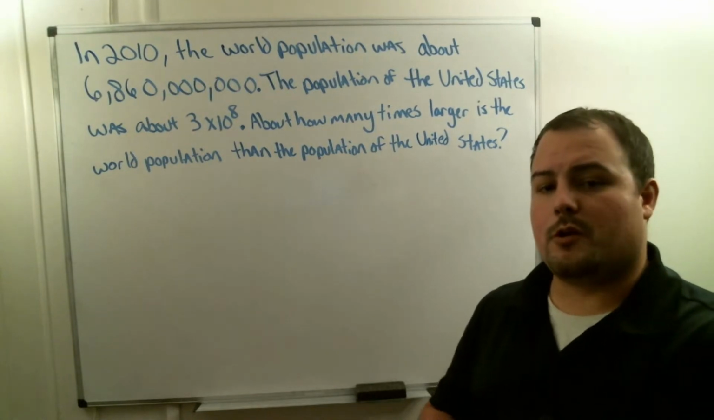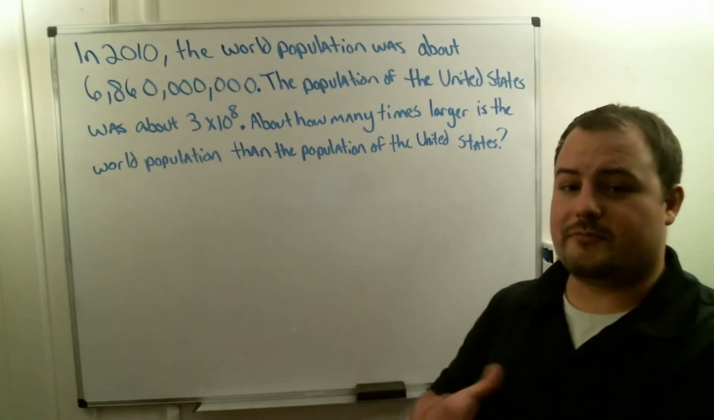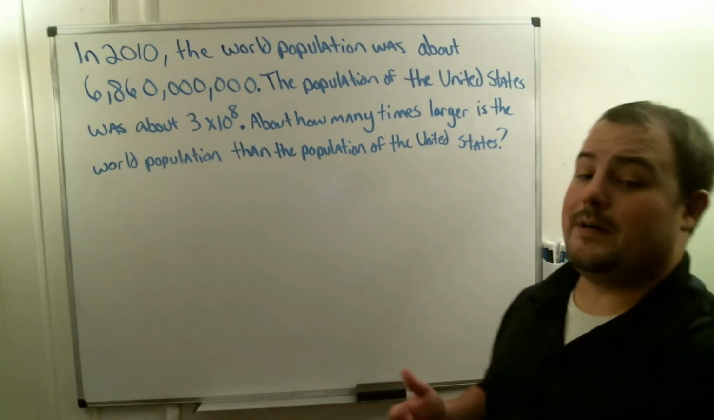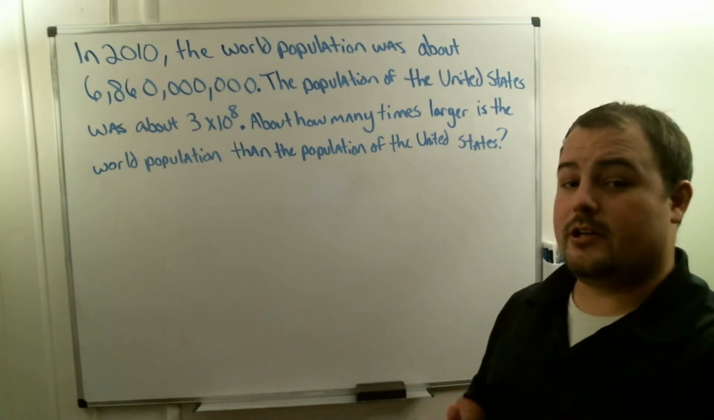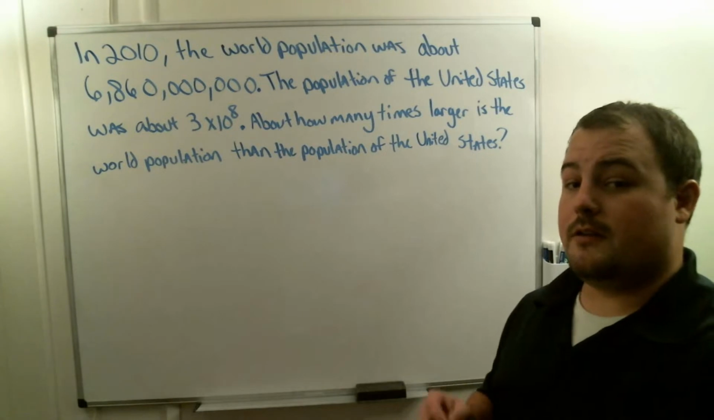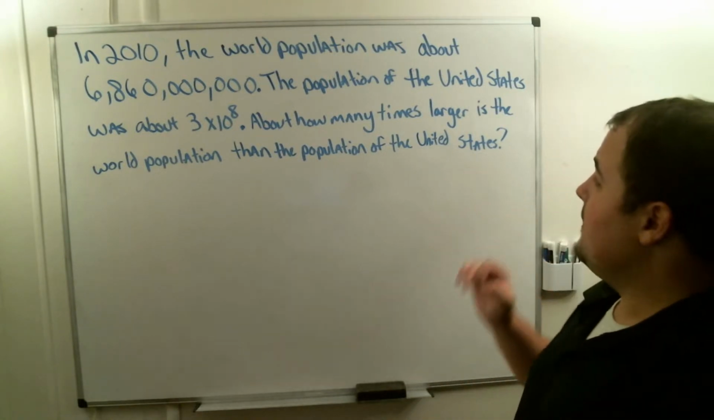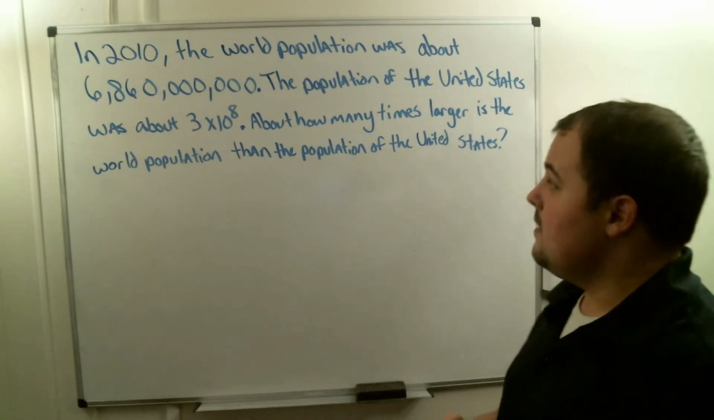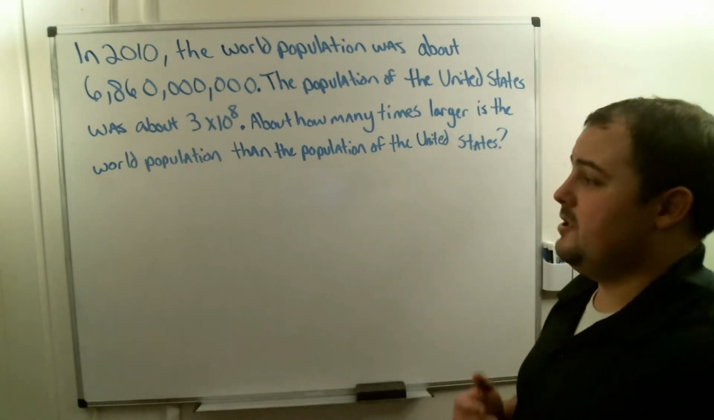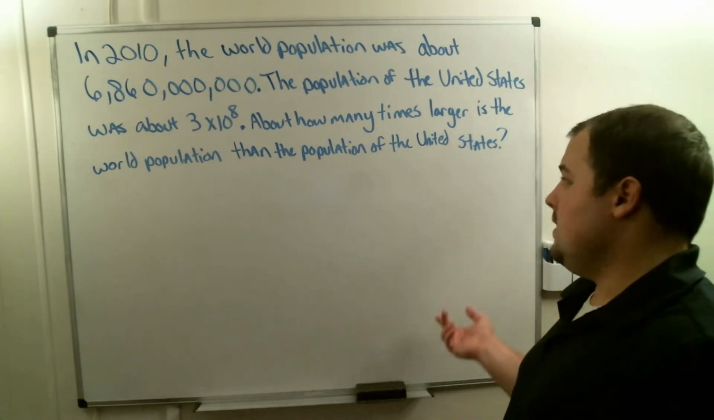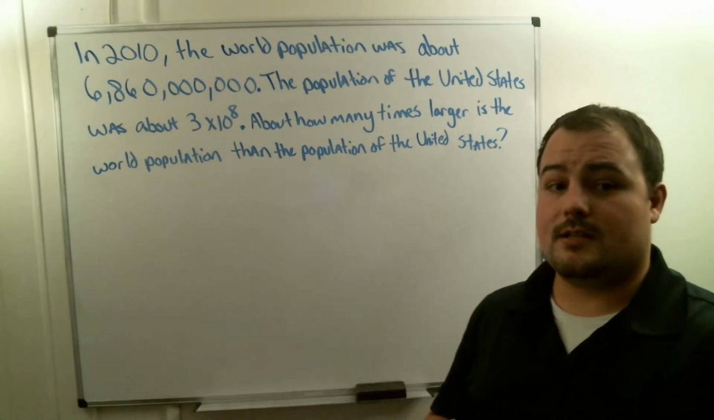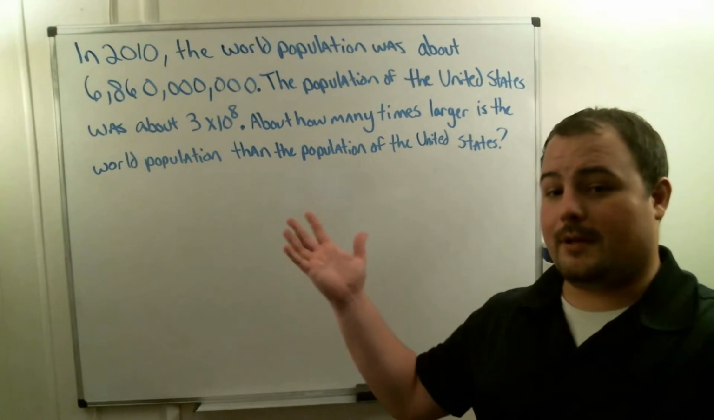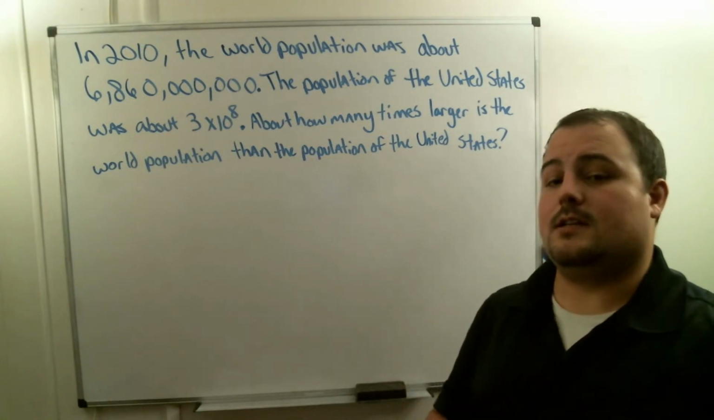In example 3, we're going to look at a real-life problem that involves population. In 2010, the world population was about 6,865,000,000 people. The population of the United States was about 3 times 10 to the 8th power. About how many times larger is the world population than the population of the United States? So we're going to figure out how much larger the world population is compared to the United States.